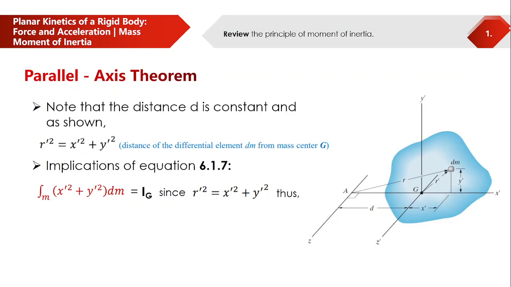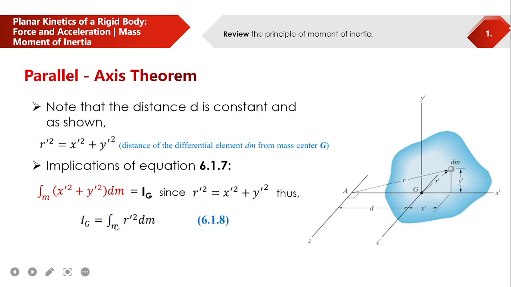As we already know, in solving for the mass moment of inertia, which is the integral of r squared dm. Since we can see here that the moment of inertia of our differential element is equal to this, because the distance r prime, using the Pythagorean theorem, is x prime squared plus y prime squared. And that will be shown in our first integral, which is x prime squared plus y prime squared. So this is actually equal to r prime squared.